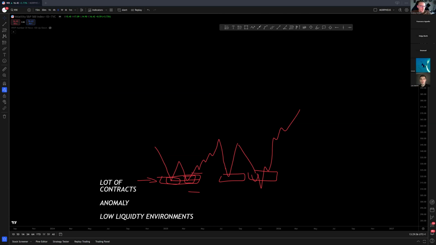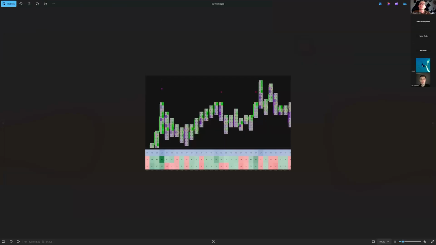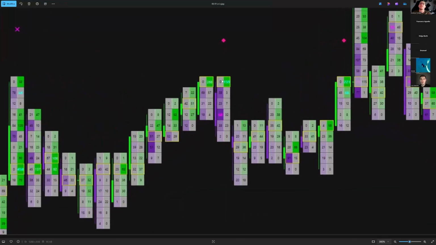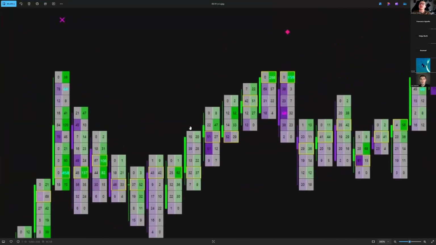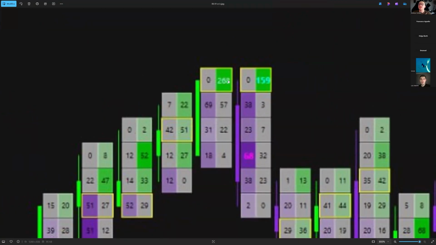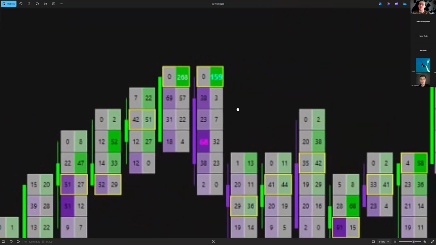This is another example. See, I had one. You can also go and backtest it yourself. Yeah, this is another example. We got 38 contracts here and then 200. You see there's an anomaly here. Anomaly in liquidity, a big market participant, big guy.